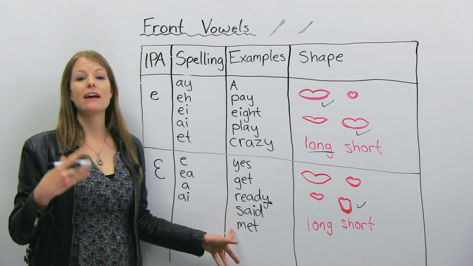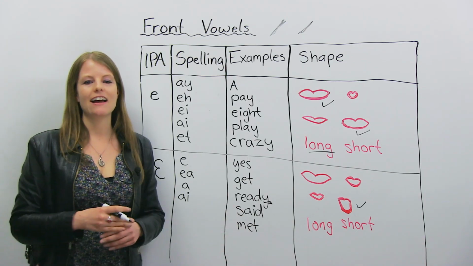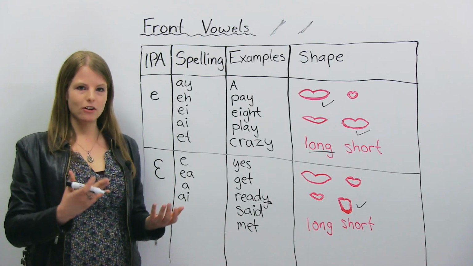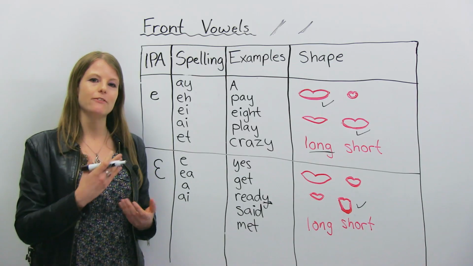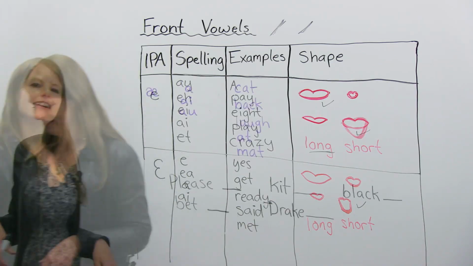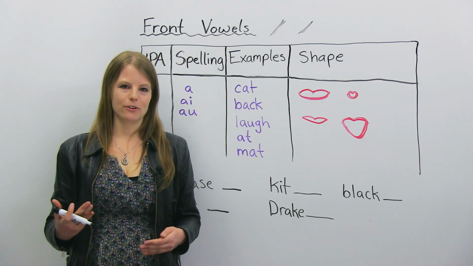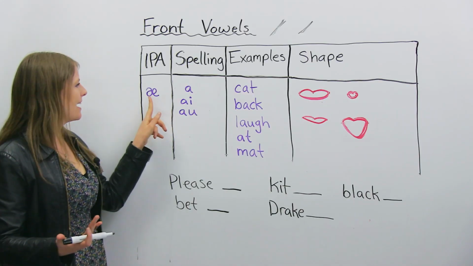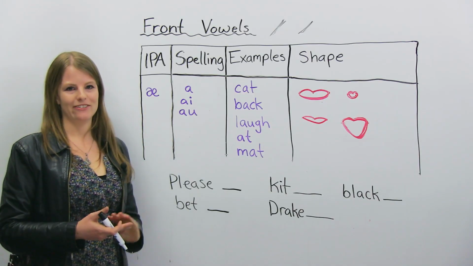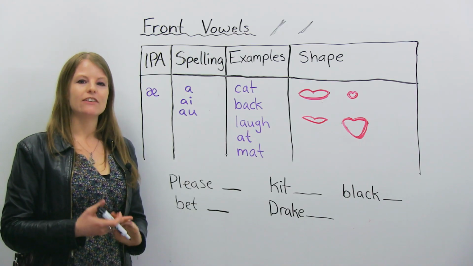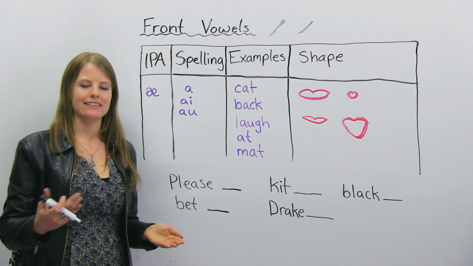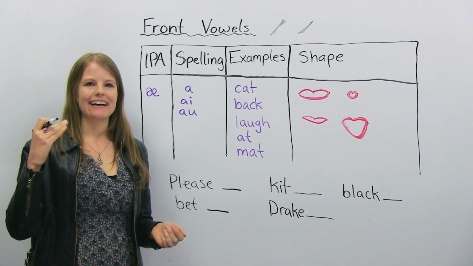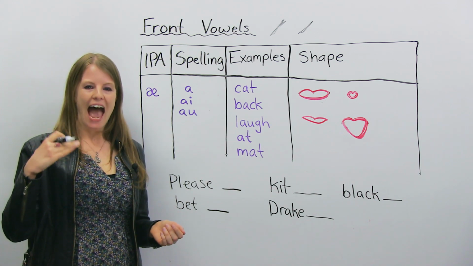Okay, great. Now we have one more sound I'm going to teach you today, which is also a front vowel, but is a little bit different than the ones we've just learned. The last front vowel we're going to do today is this one. This is the IPA form, and this is the ah sound. So what you've noticed maybe is a pattern: E, I, A, E, ah.